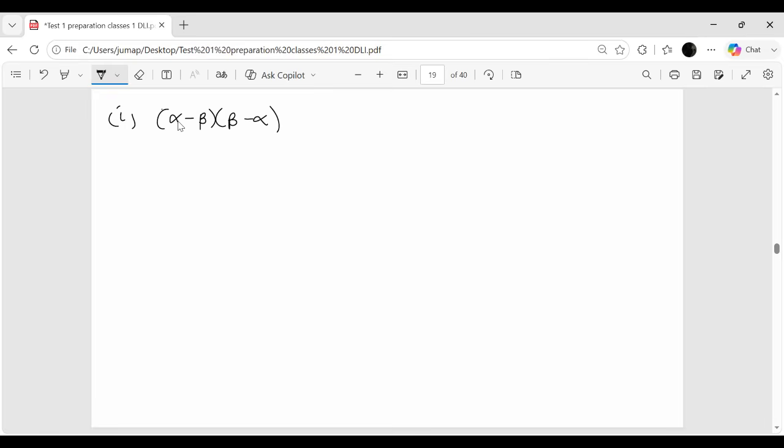So in this case, you have alpha minus beta, beta minus alpha, meaning that you're going to expand this. Alpha is going to multiply with everything here, which is beta minus alpha. Then negative beta is going to multiply with beta minus alpha. When that happens, you're going to have alpha beta, which is the product, then minus alpha squared.